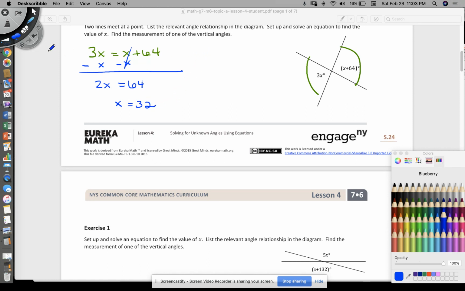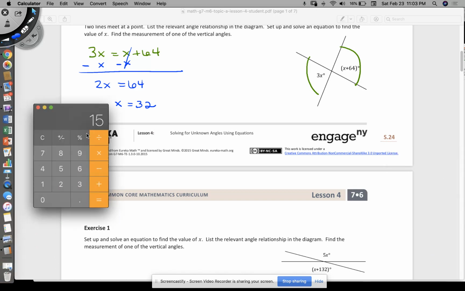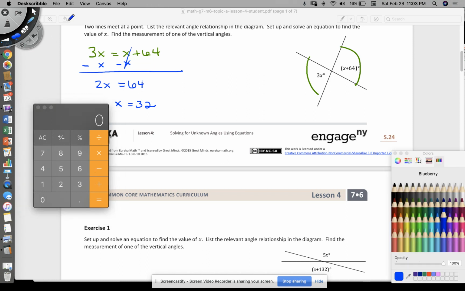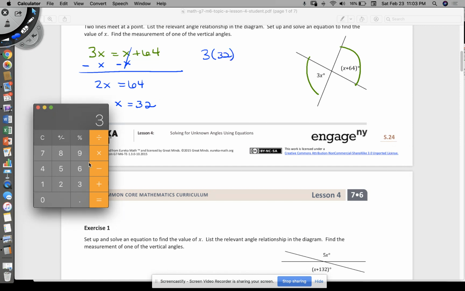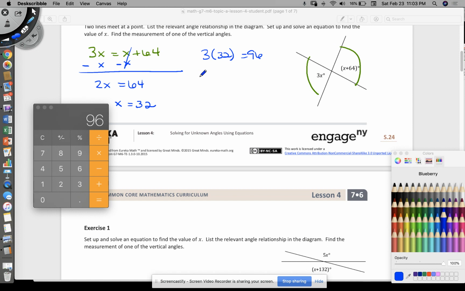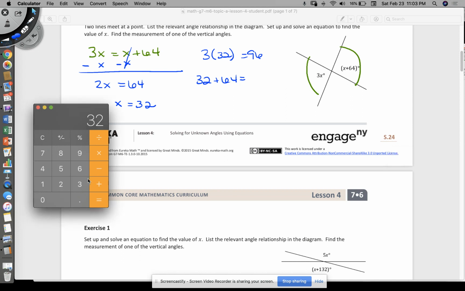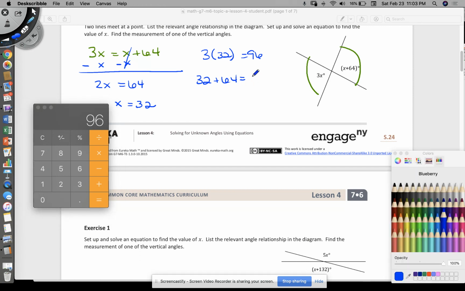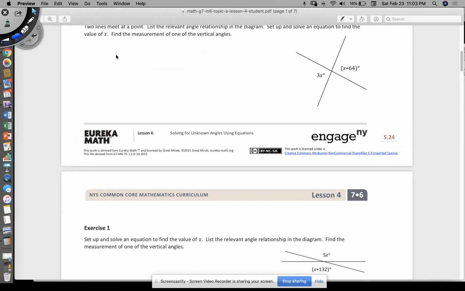All right, so we put this back into our equation. Every once in a while, I like to pop up the calculator here just to help you guys out on what to type into the calculator. We're going to solve first 3 times 32. So come to your calculator. 3 times 32 equals 96. So we're going to say 96 here. And then we have 32 plus 64. Again, come over here. 32 plus 64 is going to give me 96. And that should make sense because they're vertical angles. They should be the same. That's a good way to check. All right, let's move on down.